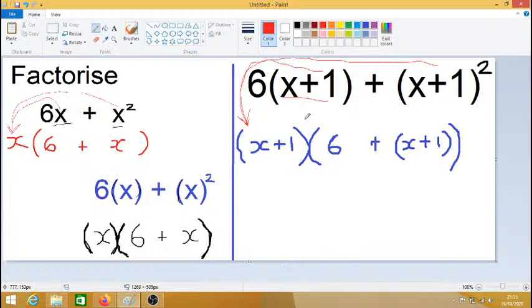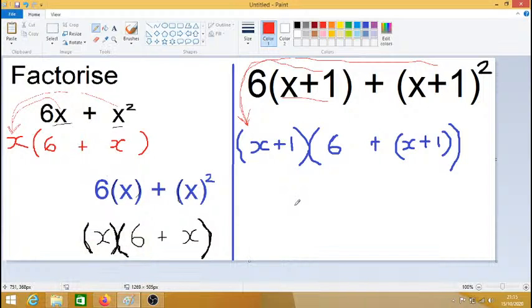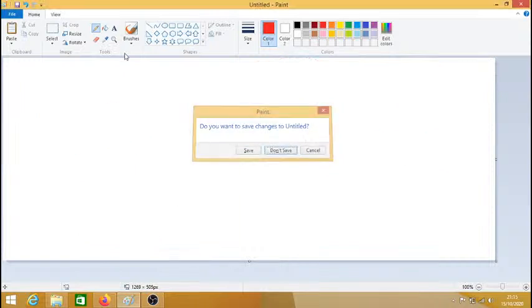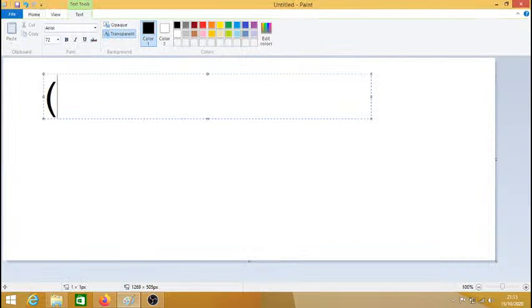So the difference today is yesterday we were pulling out just letters, x's, or maybe numbers as well, so 3x, 5x. But here we're pulling out a complete bracket to the front. And if you're comfortable with that idea that you can pull out a complete bracket, then let's have a go at a question that I want you to be able to be comfortable with today.